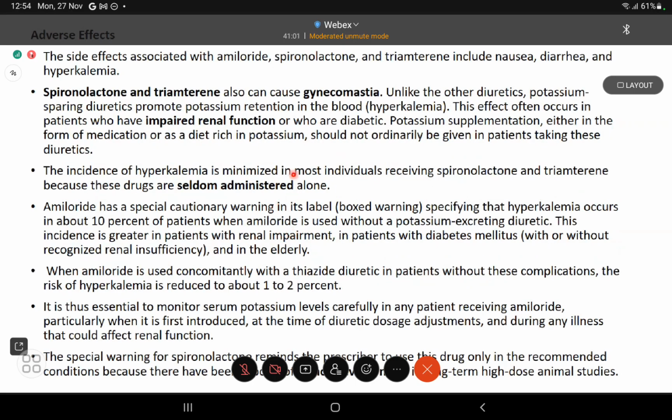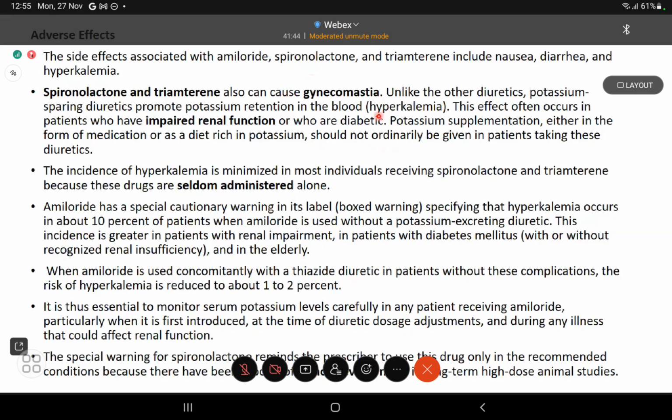The side effects are quite similar to the others. The only difference is that it might cause gynecomastia, especially in men. If it happens in women, I think it's okay. What is gynecomastia? Gynecomastia is enlargement of your breast. So if you are male and you use this drug, this is a common side effect, meaning that your breast is getting bigger and bigger. But only until a certain extent, okay? Impossible for an A cup to change to a C cup. We need to remember this one.